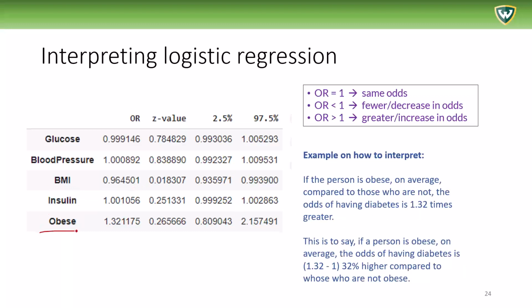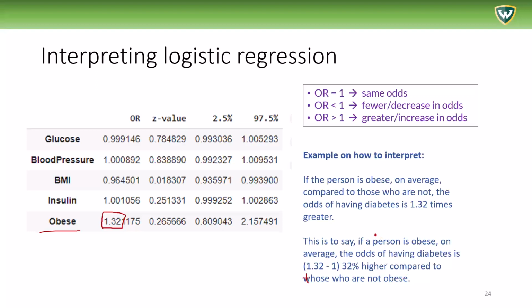Let's take a look at another example. So let's take a look at obese. Now this is a binary variable, but it essentially works the same way. So if the person is obese, on average, compared to those who are not, the odds of having diabetes is 1.32 times greater. And I'm getting this from here, 1.32. That is to say, if a person is obese, on average, the odds of having diabetes is 1.32 minus 1, which is 32% higher compared to those who are not obese.